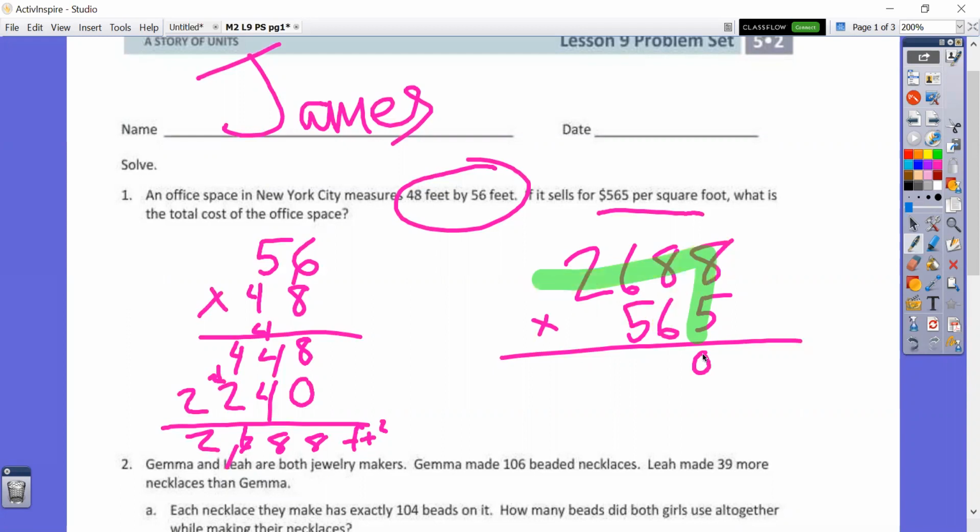5 times 8 is 40. 5 times 8 is 40 again, plus 4 more is 44. 5 times 6 is 30, plus 4 more is 34. 5 times 2 is 10, plus 3 more is 13.